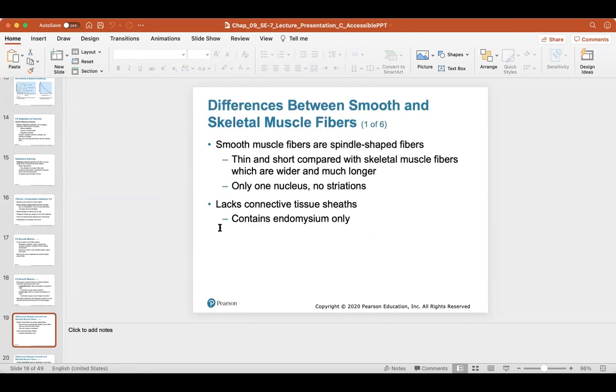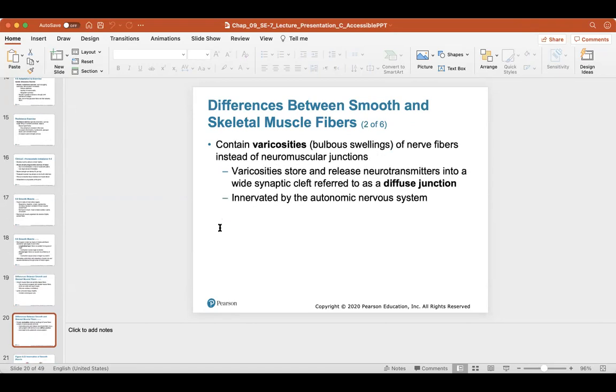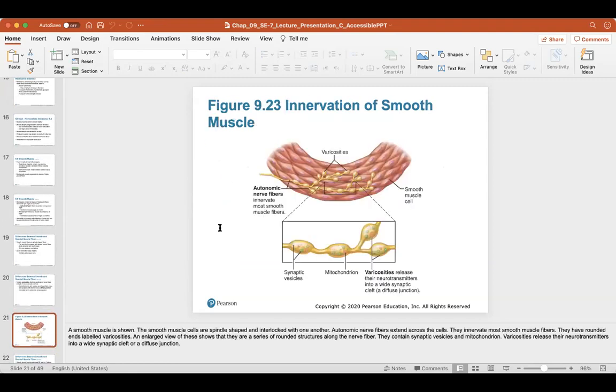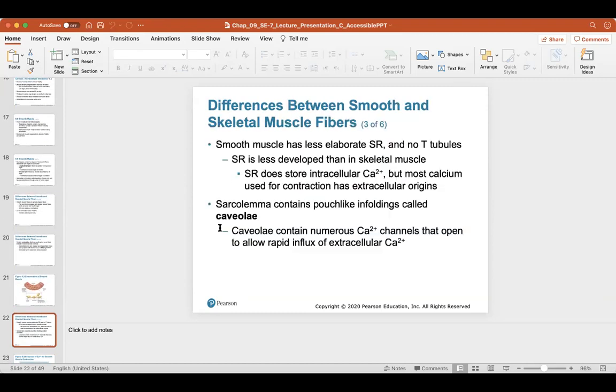Smooth muscles are spindle shaped, with one nucleus and no striations. They contain varicosities, which are bulbous swellings of nerve fibers, and varicosities store and release neurotransmitters. So here's a look at the innervation with the varicosity of the smooth muscle.